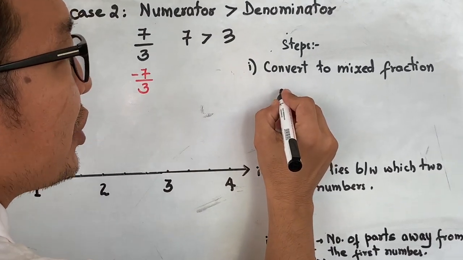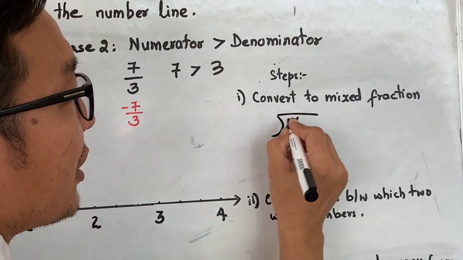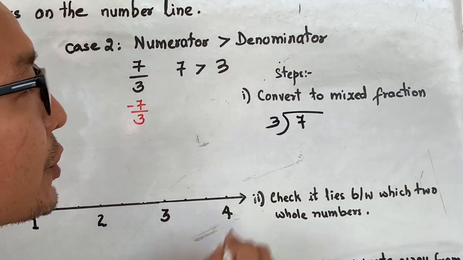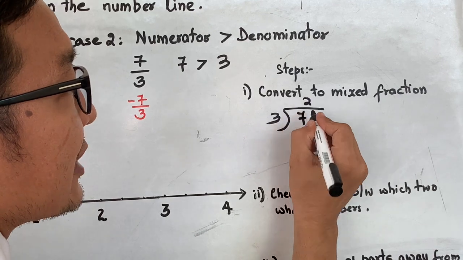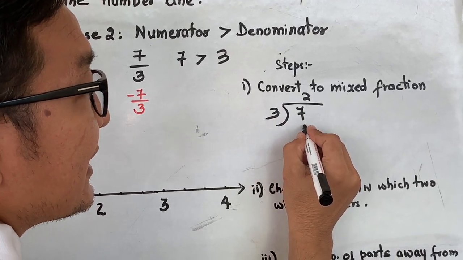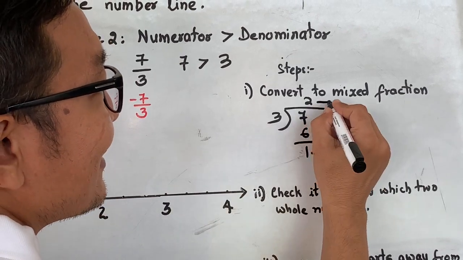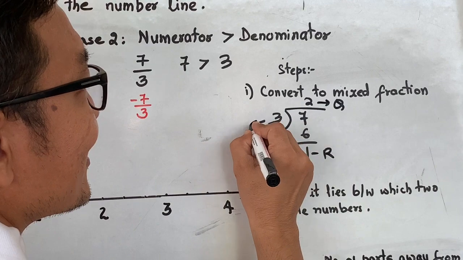And this 7 should be divided by 3. So 7 divided by 3: 3 twos are 6, and the remainder is 1. And this is the quotient and this is the divisor.